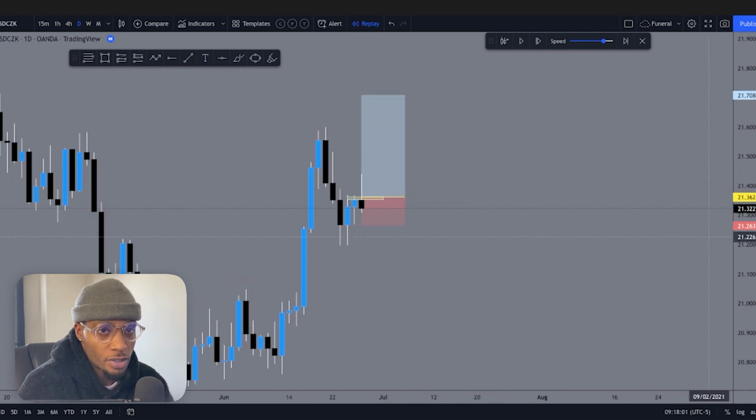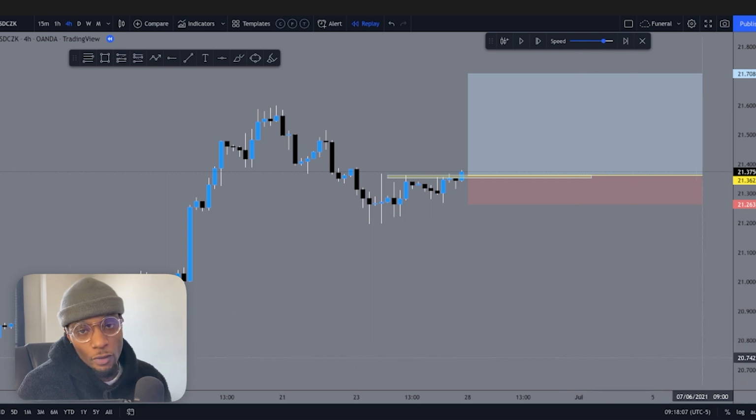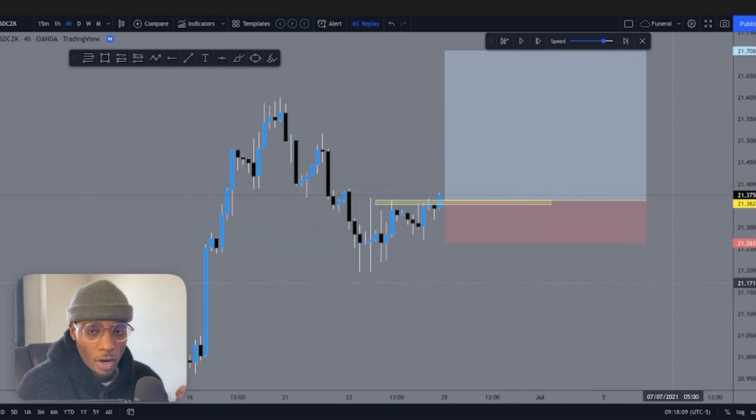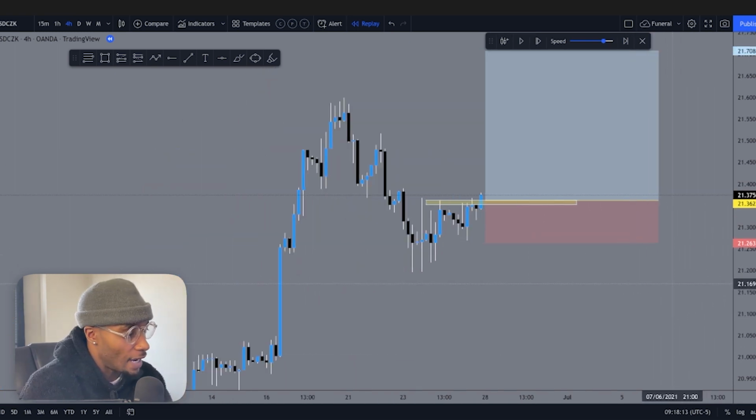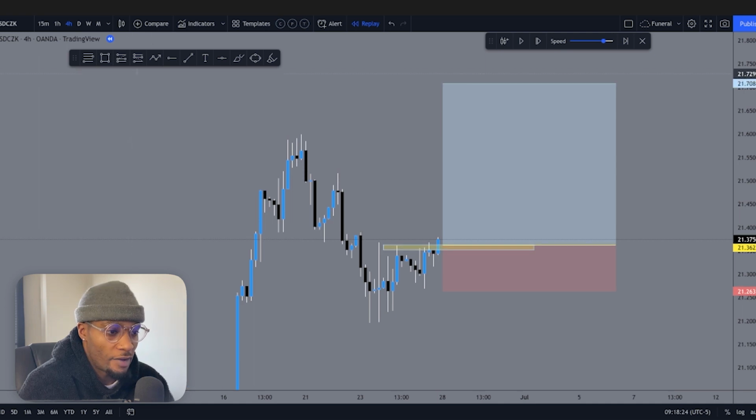Once you understand structure, you'll see that now that we drop down to our entry time frames, we've gone through our directional time frames, our monthly, our weekly, and our daily. We've gotten a pretty good idea of where the market is headed. Now we've dropped down to our entry time frames. We want to see the structure on our side. We did have bearish structure.